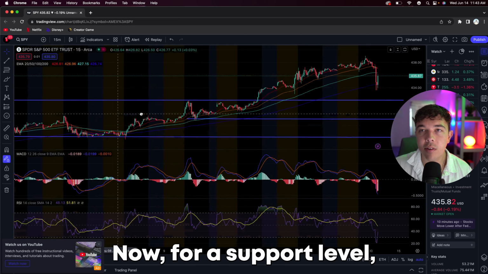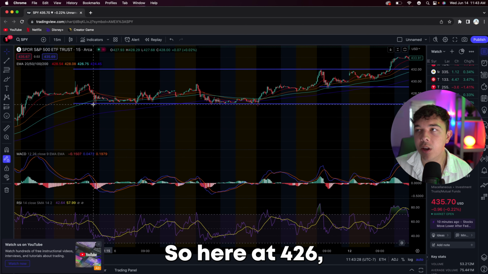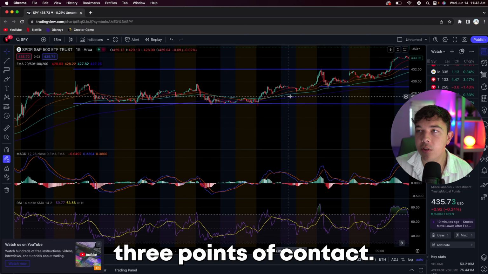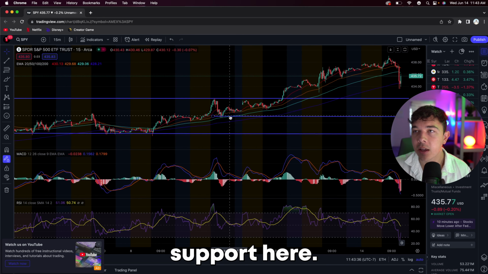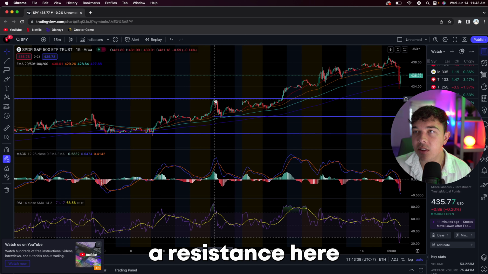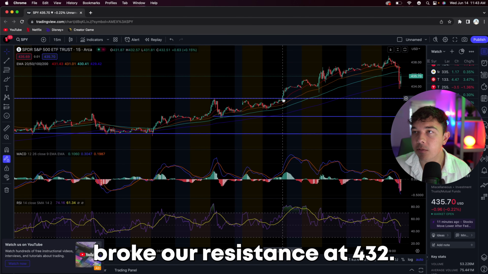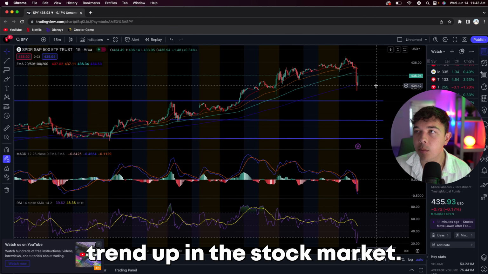Finally, we can set up our support and resistance levels. Now, for a support level, you're going to look where we have had multiple points of contact. So here at 426, we had 1 point of contact, 2 points of contact, 3 points of contact. So this is going to be a pretty strong support here. Now, we also had a resistance here with 2 points of contact before we broke our resistance at 432. And then we had a massive trend up in the stock market.